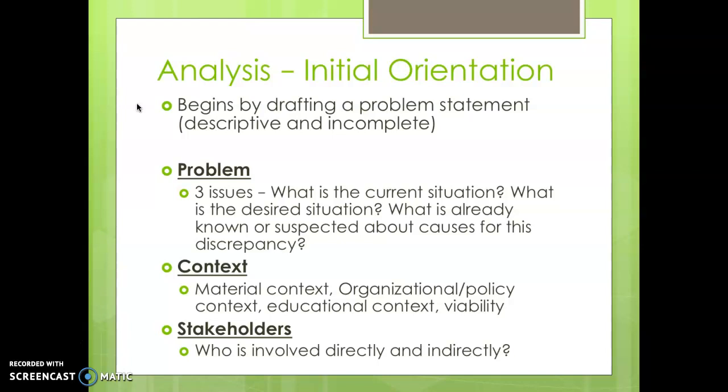So the first part of the initial orientation is the problem. And there are 3 issues they're looking at in this one. What is the current situation? What is the desired situation? And what is already known or suspected about causes for this discrepancy? You're also looking at context: the material context, the organizational or policy context, the educational context, and the viability of the existing study, whether the study is actually viable to be completed.